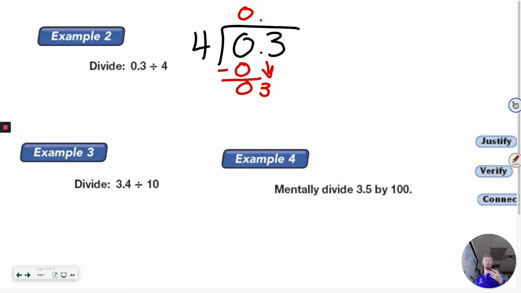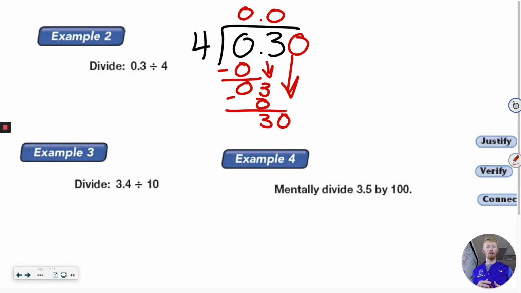Once again, run into the same problem. You got nothing. Add another 0, drop down. 30 divided by 4. Now you got to think. Let's see. 8 times 4 is 32. 9 times 4 is 36. I got to go the other direction. 7 times 4, 28. Let's try that. 30 minus 28 gives me 2.